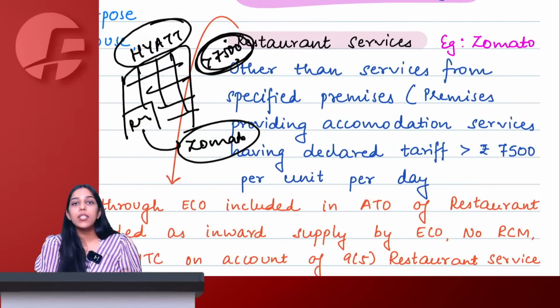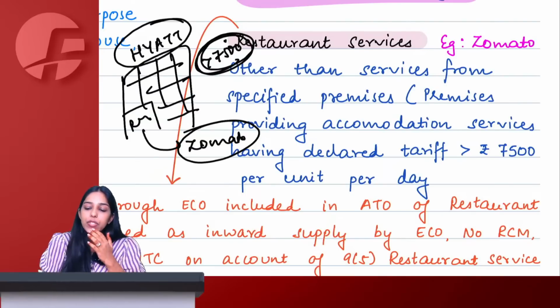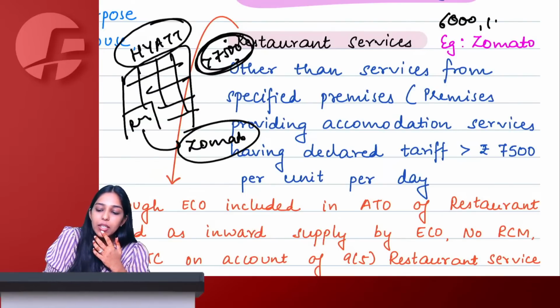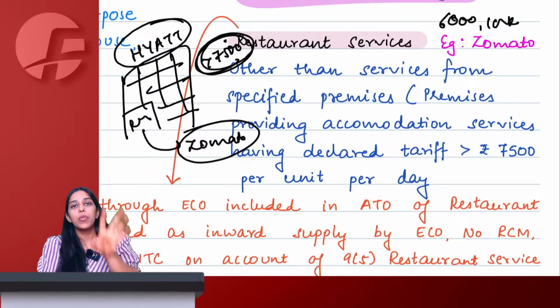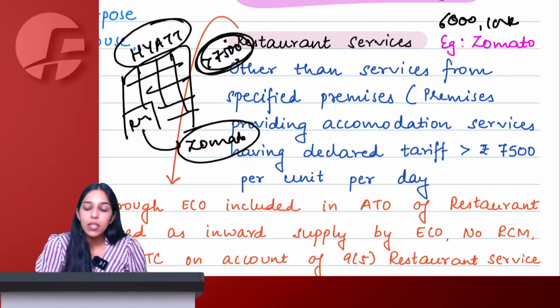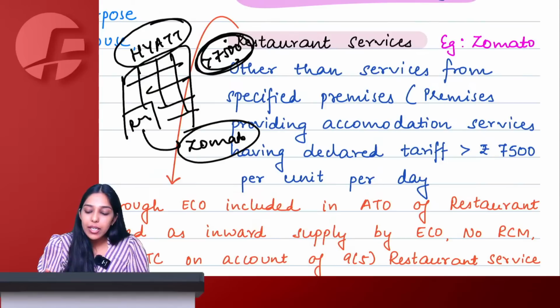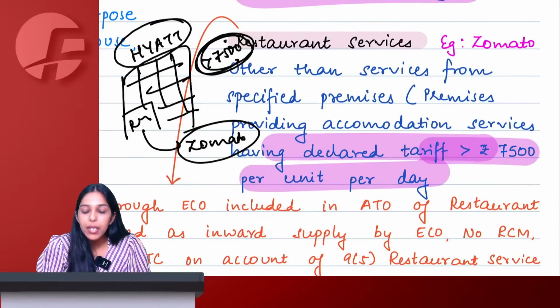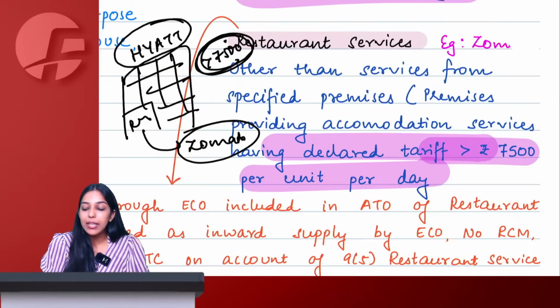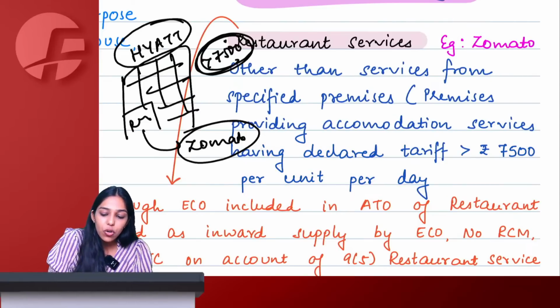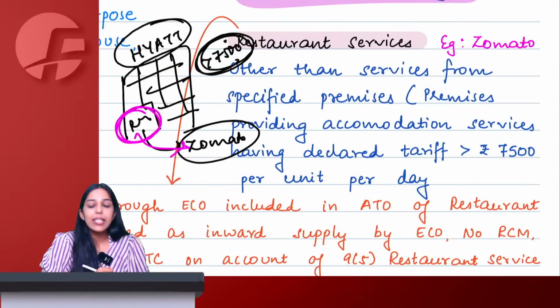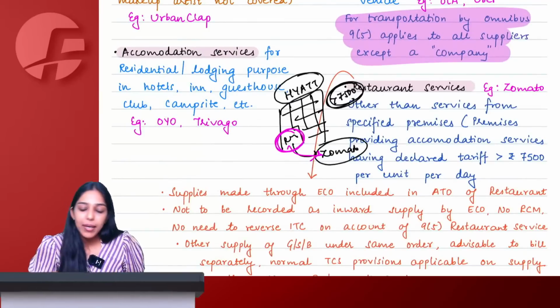Now it might be possible, ma'am, there are multiple rooms. Rent of some rooms is 6,000 and some rooms are 10,000. Then even if there is one room whose declared tariff is greater than 7,500, then also you will fall here only. So you have to see whether there is any room whose declared tariff is greater than 7,500 per unit per day. Then in that case, Zomato being the e-commerce operator will not be liable, and this restaurant itself will be liable to collect and pay GST to the government.